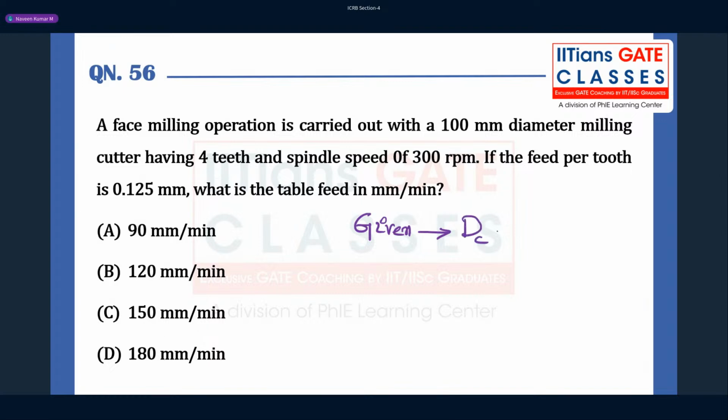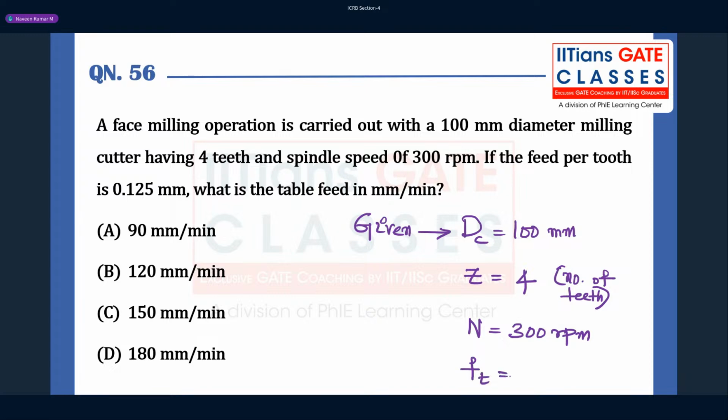Given: diameter of milling cutter is 100 mm. Cutter teeth Z as 4, number of teeth, right? And spindle speed is 300 RPM. N is equal to 300. Feed per tooth, I'll denote it as FT, that is 0.125 mm. Okay. And what is the table feed in mm per minute?